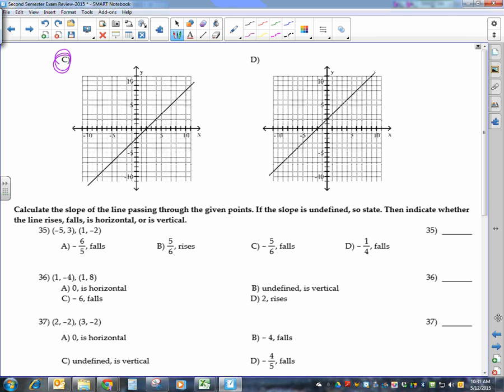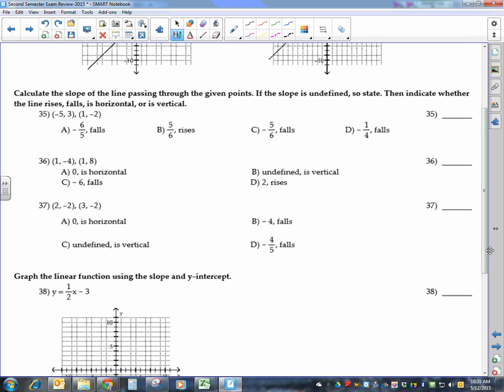All right, 35. Calculate the slope. So this might be another one that you want to put on your formula card if you don't know the slope formula. Whether you write change in y over change in x, or you do y sub 2 minus y sub 1 over x sub 2 minus x sub 1.